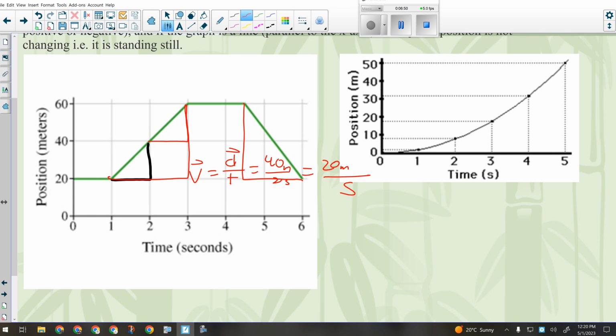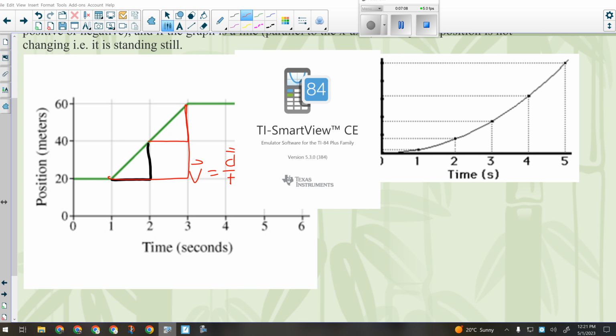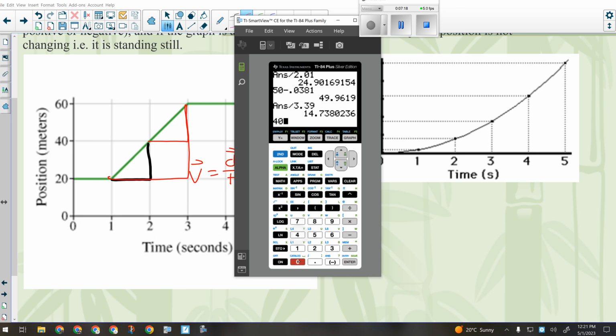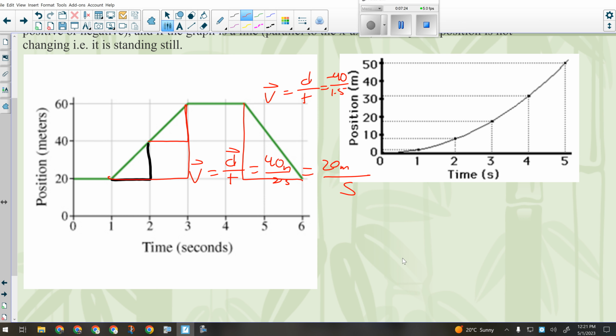Yeah, I do this again. V equals d over t. Okay, we said it went 40 meters backwards. That would be negative 40, and that took 1.5 seconds. Okay, so 40 over 1.5, was that 30? It's not. I should have fired up my calculator before I got started. Okay, 40 divided by 1.5. Okay, 27 meters per second. Negative 27 meters per second.